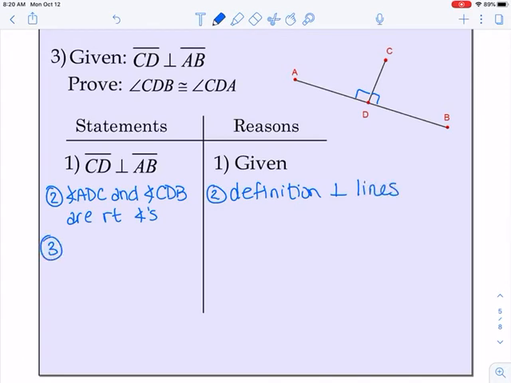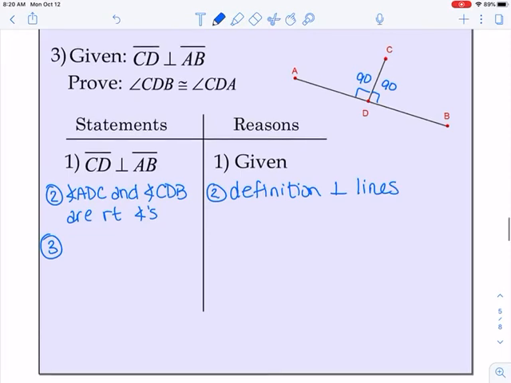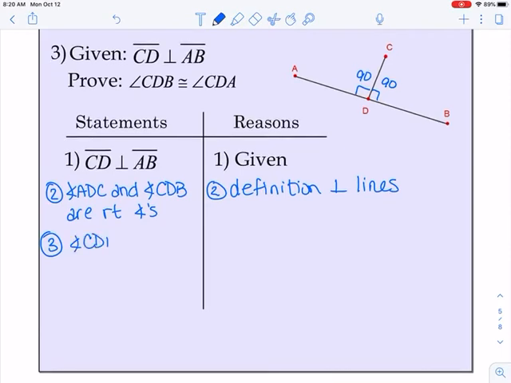Okay, and once I know they're perpendicular lines, and once I know that they're right angles, the next thing that I can say is those two angles are congruent. Why? Because right angles both have 90 degrees in them. So for the last step, we're going to have angle CDB is congruent to angle CDA, and that's because right angles are congruent. Every single right angle has 90 degrees in it, so every right angle is going to be congruent.